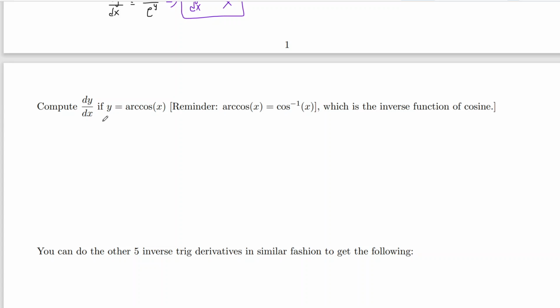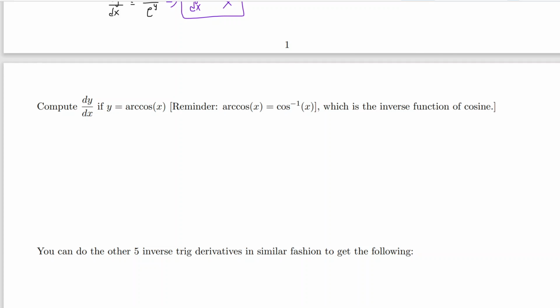So it says compute dy over dx if y equals arc cosine of x. And just a reminder, if you're not familiar with it, or you just don't remember it, arc cosine of x is the same thing as cosine inverse of x. It's almost always better to write arc cosine instead of cosine inverse, because you don't want to get confused and think that this is an exponent, because it's not. The strange thing about trig functions is we usually write the exponent here. So if you have cosine squared, the 2 would be right here. But if you're talking about the inverse, the -1 does not mean an exponent. So I like to use arc cosine or arc whatever.